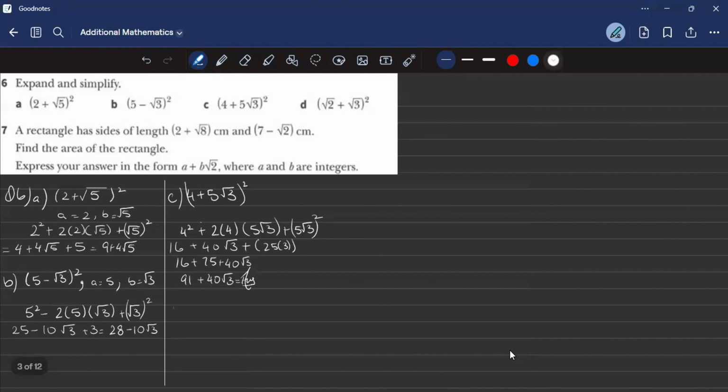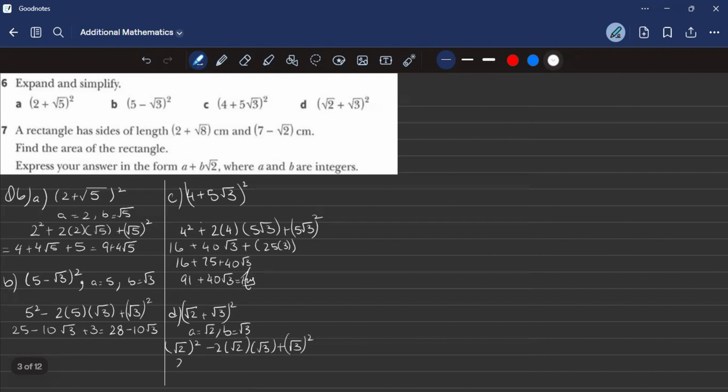Next thing we are going to do is part D. Part D tells us under root 2 plus under root 3 whole squared is equal to whatever we want to find out. So we are going to simplify this, and again the same formula: a is equal to under root 2, b is equal to under root 3. So a squared, under root 2 whole squared, minus 2 multiplied by a, which is under root 2, multiplied by under root 3, plus under root 3 whole squared.